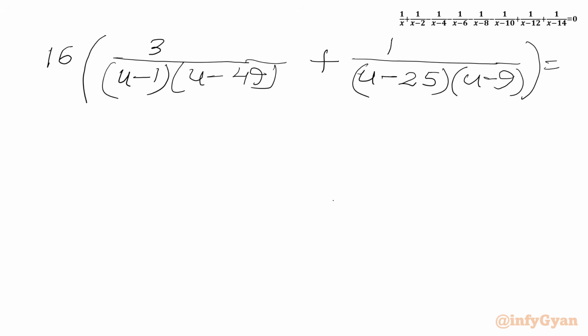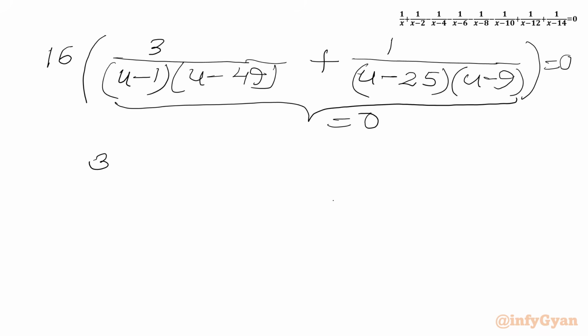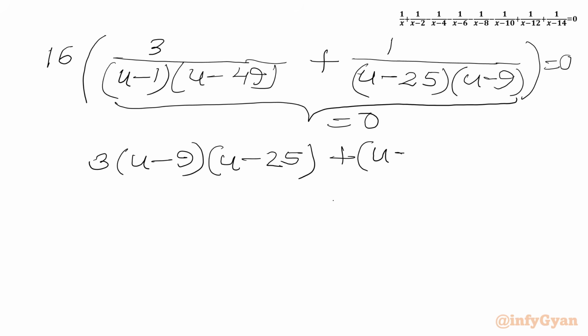This will be equal to 0. So our bracket should be equal to 0. So we'll write here this must be equal to 0. Now we are going to take LCM over here. So I will write here 3 times (u - 9) times (u - 25) plus (u - 1) times (u - 49). This should be equal to 0.